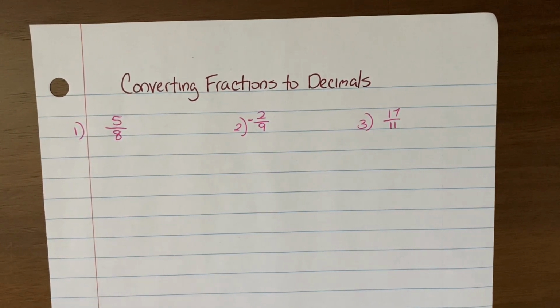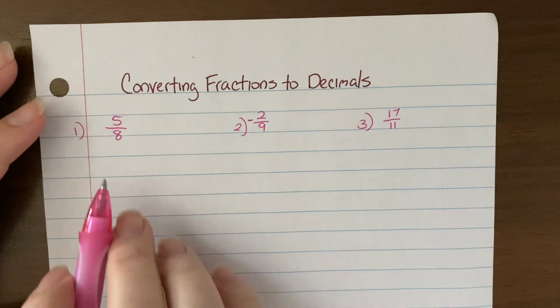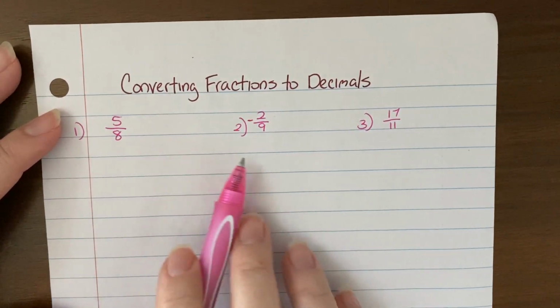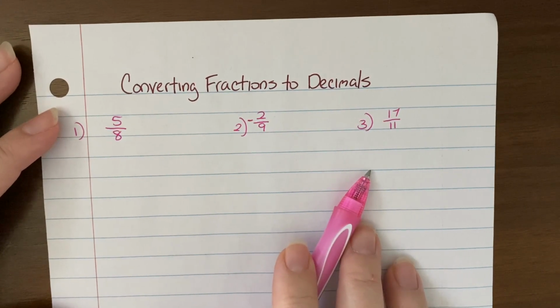Converting a fraction to a decimal is not a very hard task as long as you have one skill, and that is knowing how to divide fractions. So when we are converting a fraction to a decimal, we literally are just taking each fraction and dividing it. So here I have 3 examples of what that could look like.